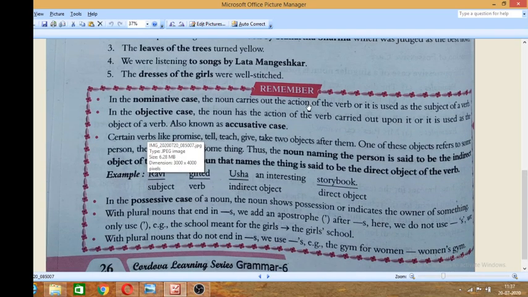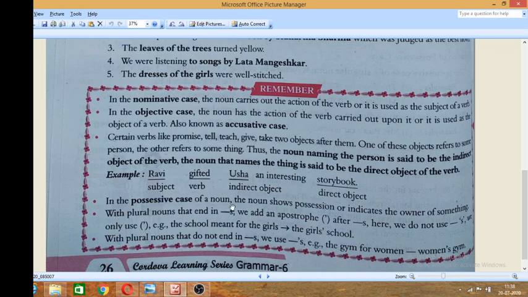In the nominative case, the noun carries out the action of the verb, or it is used as the subject of a verb. I told you already that in the nominative case, the noun is the subject of a verb. In the objective case, the noun has the action of the verb carried out upon it, or it is used as the object of a verb, known as the accusative case. Certain verbs like promise, tell, teach, give take two objects. One of these objects refers to a person, the other refers to a thing. The noun naming the person is the indirect object of the verb, and the noun that names the thing is the direct object of the verb.